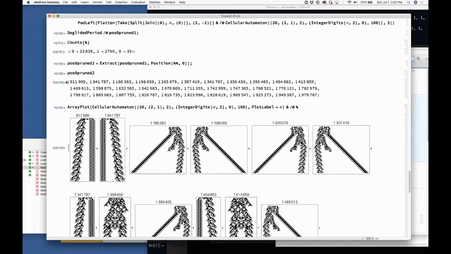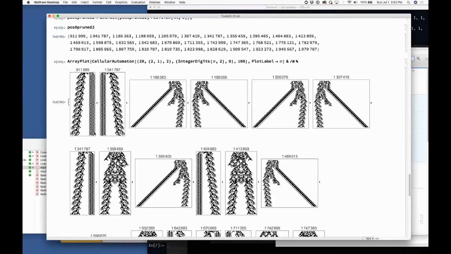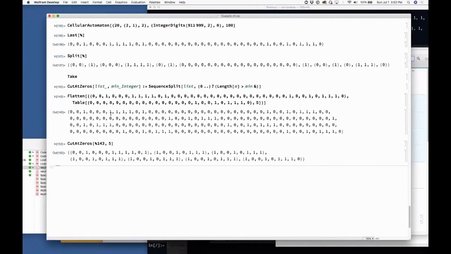These were the ones here, pos 0 pruned 2. So let's take, okay, so this is now pos 0 pruned 2. Those are the ones that still survived. And what we want to do is cut at zeros. And let's use 5 as our size there. And now let's say, and each of those is from digits hash comma 2. That will turn that into a list of numbers. And then what we want to do to those is we want to say deglided period of each of those, I claim.